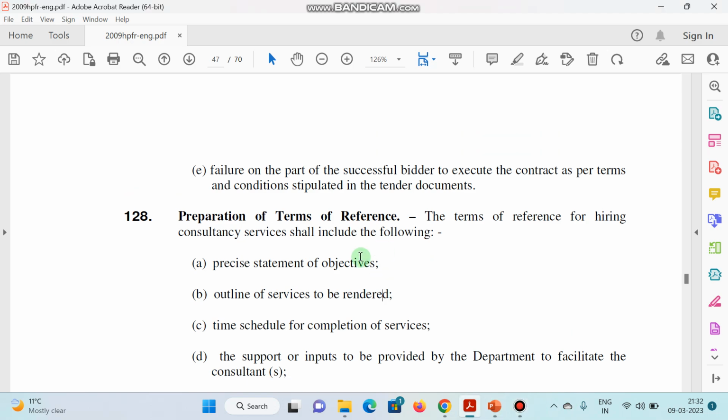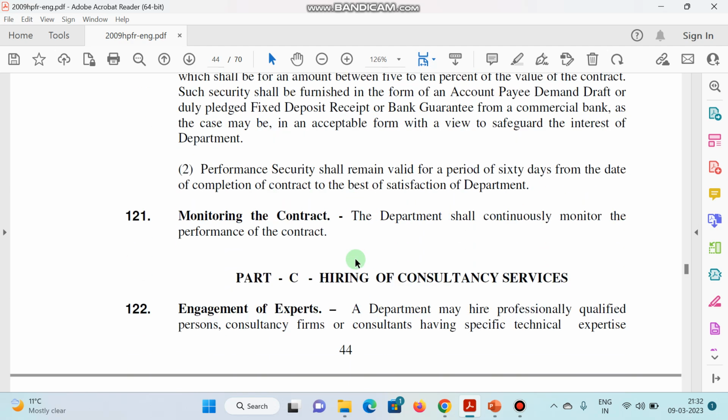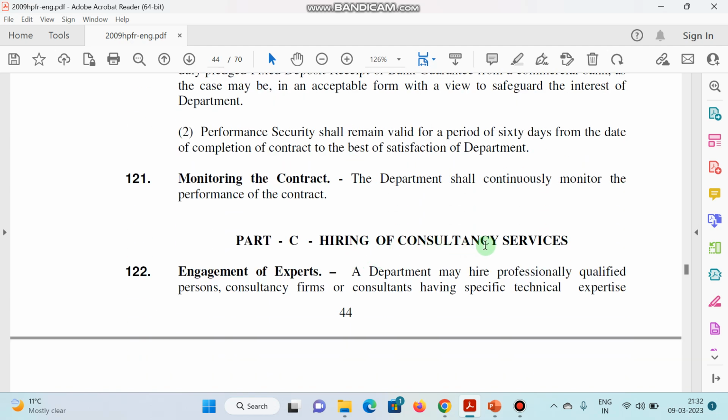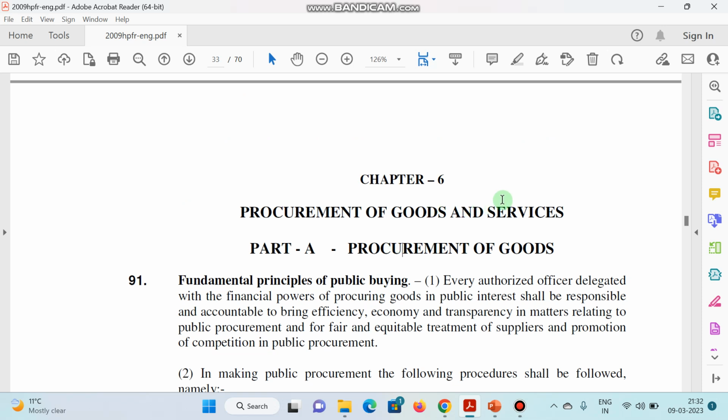So while completing this question, you have to mention all these rules. I hope this will give a brief idea about the hiring of the consultancy services. It is mentioned in Part C of Chapter number 6.